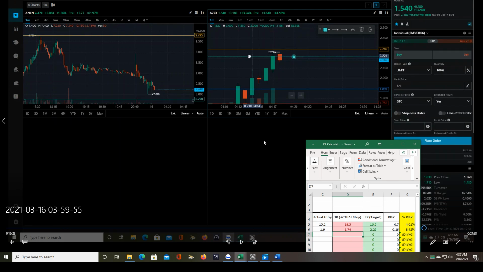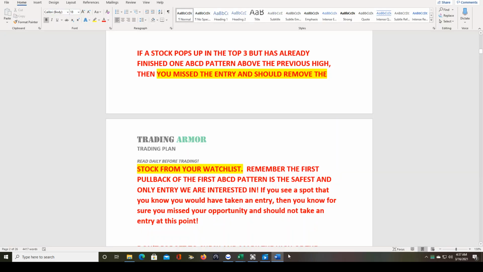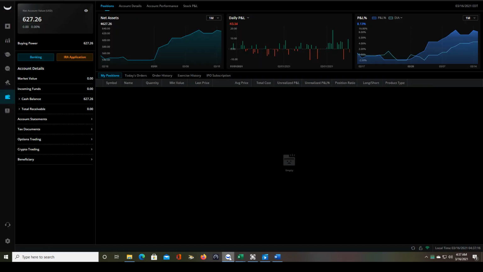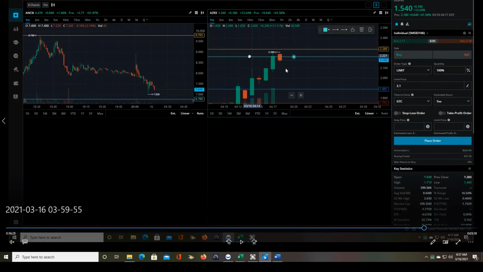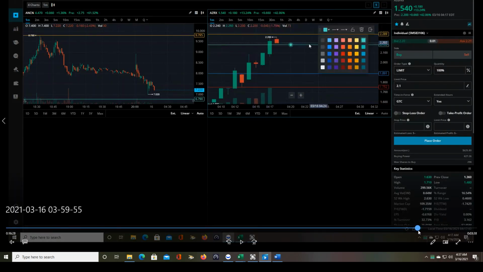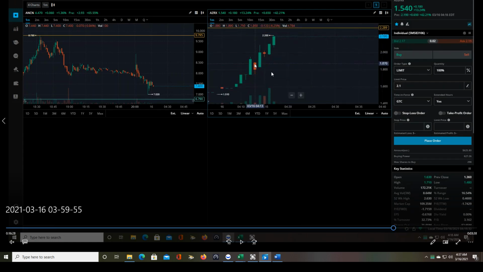But I have to follow my rules, and my rules specifically say that if a stock pops up in the top 3 but has already finished one ABCD pattern above the previous high, then you missed the entry and you should remove the stock from your watch list. And that's just to protect myself and not do any FOMO trading or anything like that. So what I mean by it's finished one ABCD pattern.